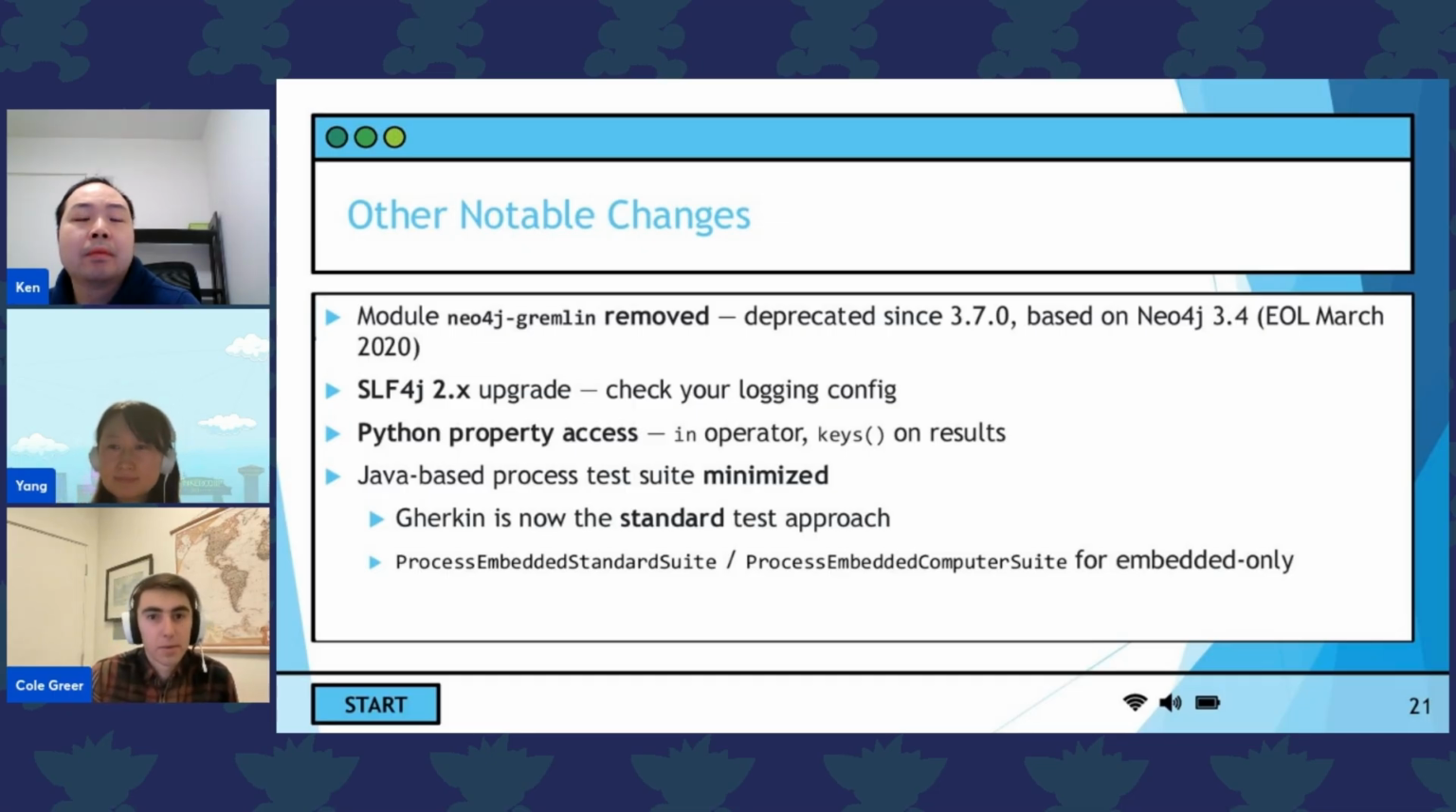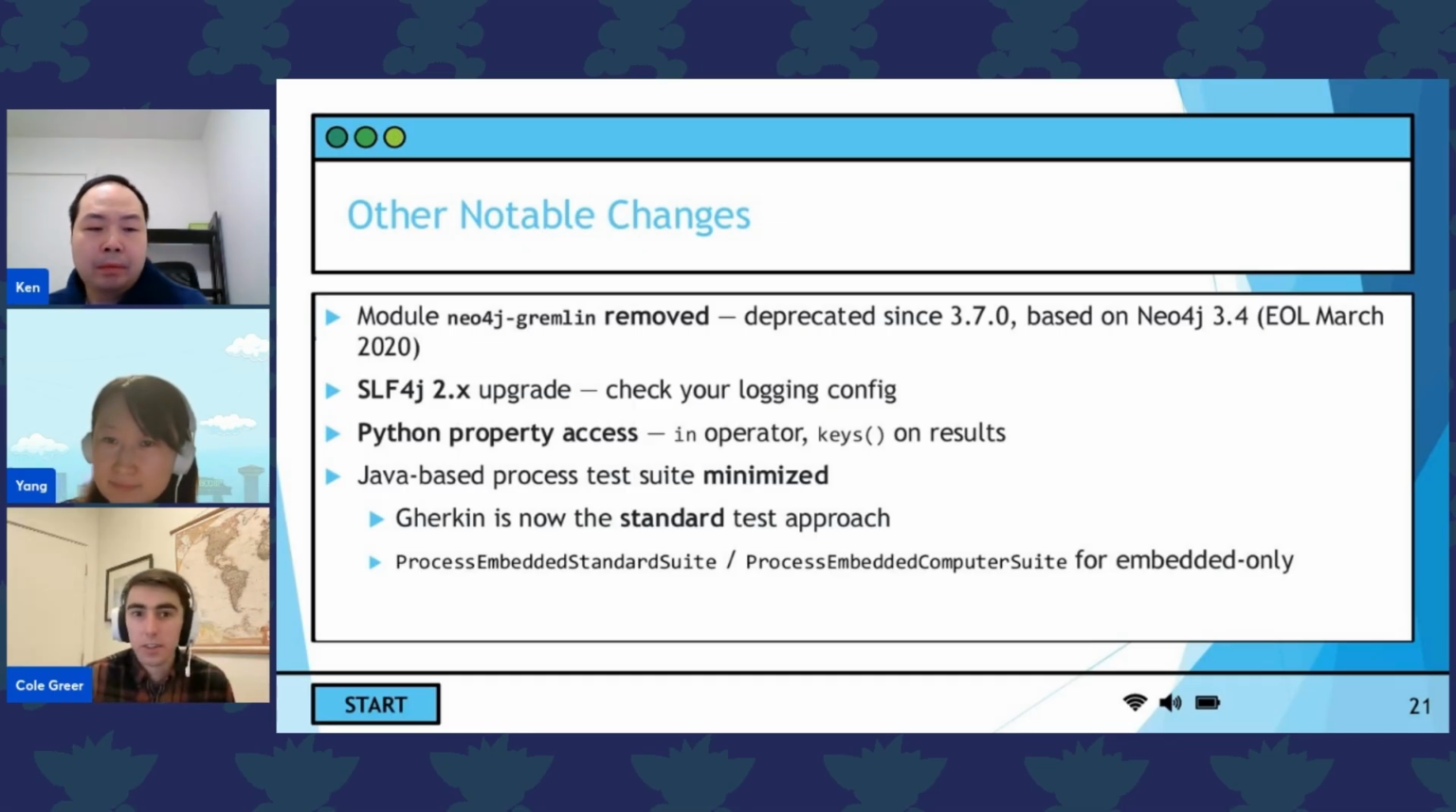And then some other notable changes to cover. Neo4j Gremlin has been removed as of this beta. This was first deprecated in 3.7.0, and really the reasoning is that Neo4j hasn't supported the Gremlin translation library, which was necessary to make this work, for quite some time. The last version of Neo4j that worked with this has been past end of life for a very long time. So it's been dropped here for the beta and for TinkerPop 4.